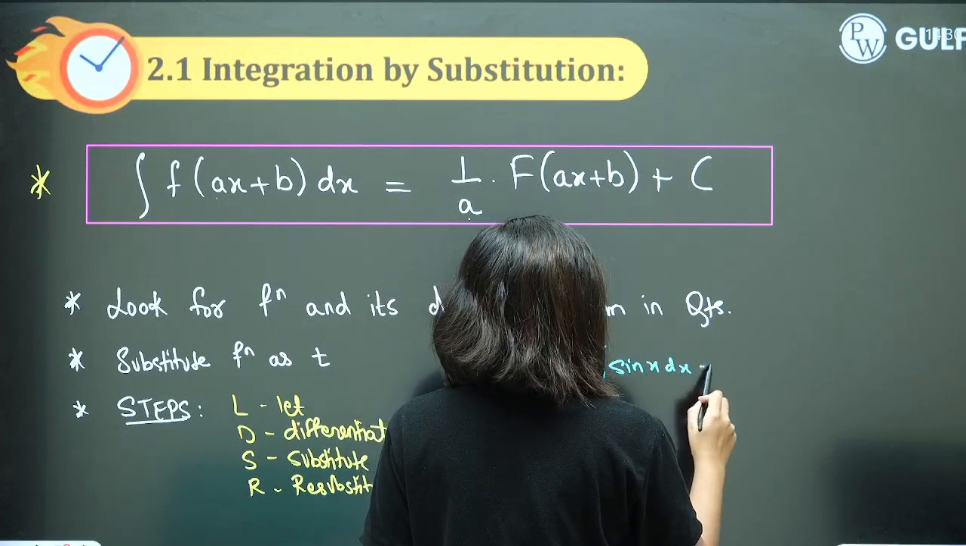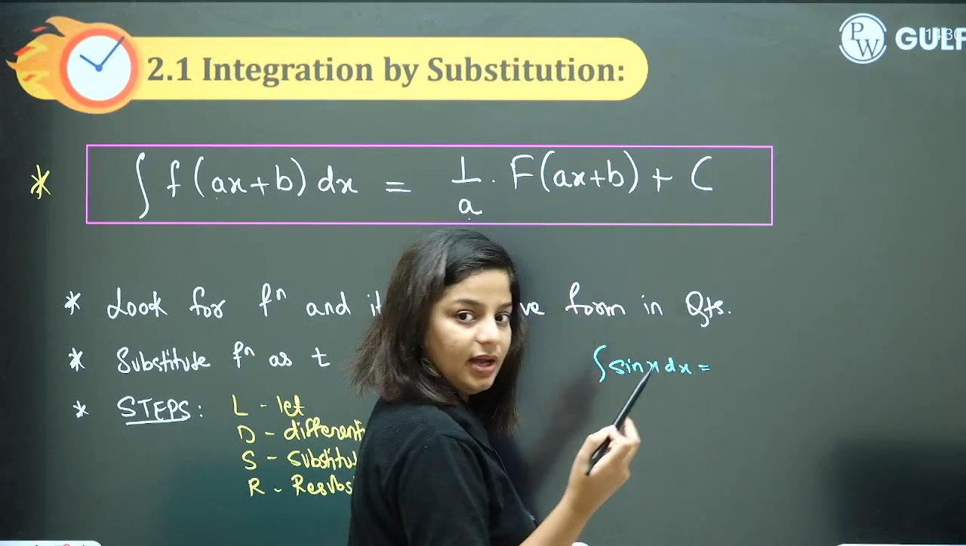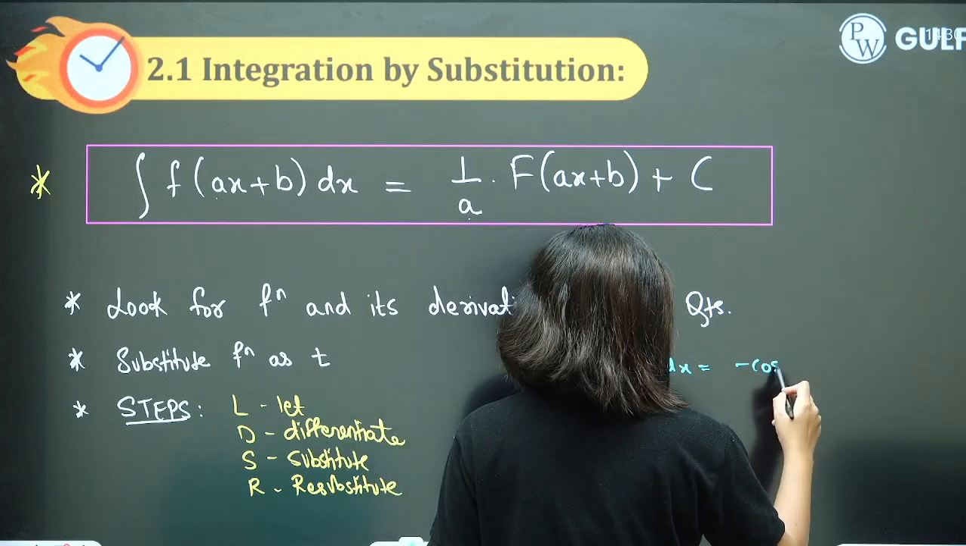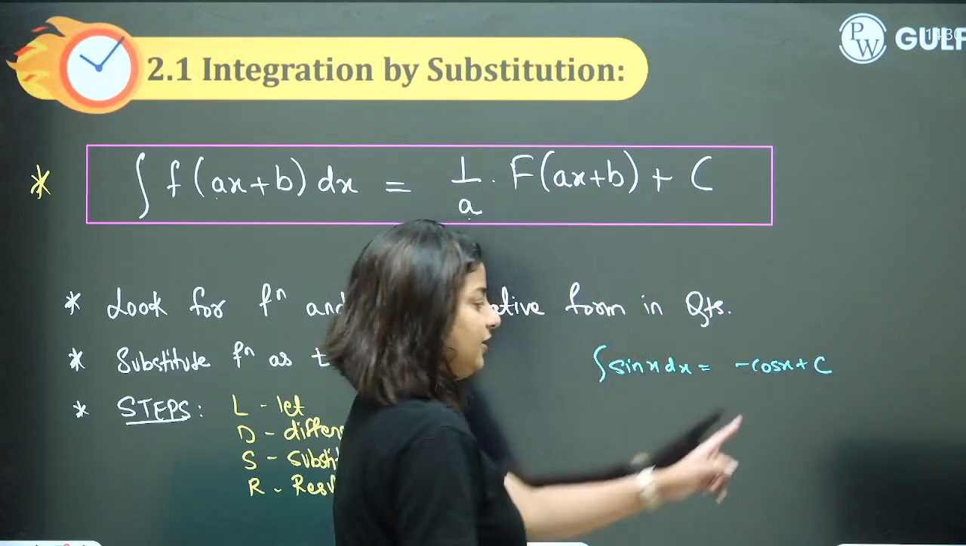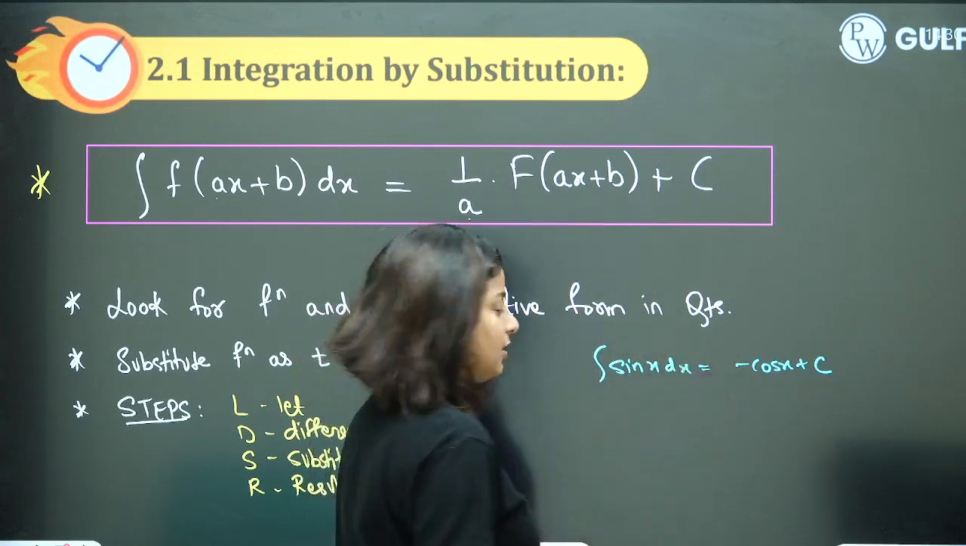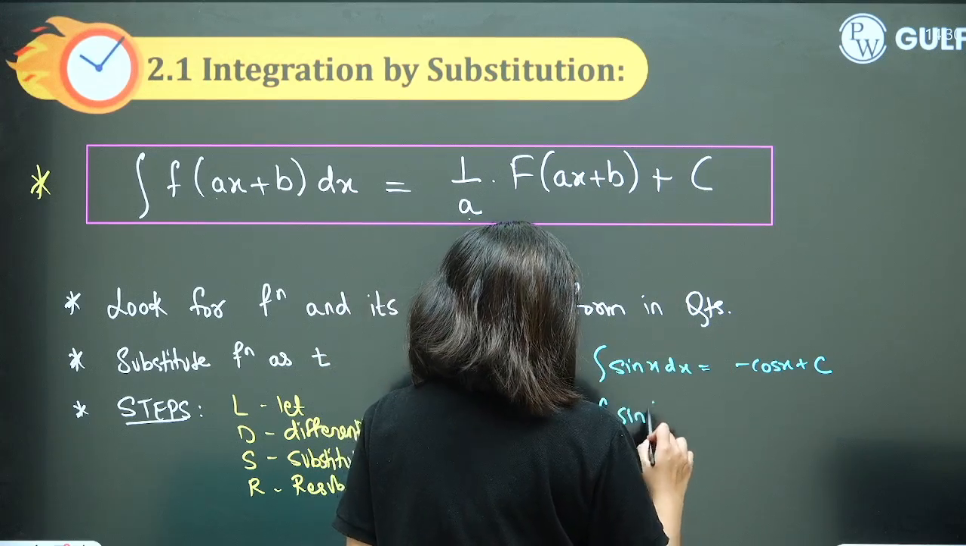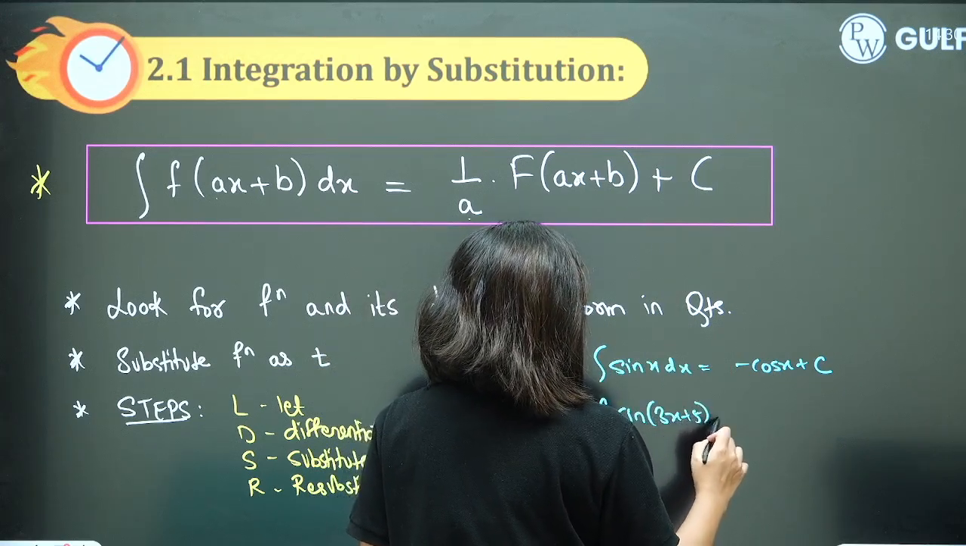Integral of sin x will be minus cos x, because the derivative of cos x is minus sin x. So the integral of sin 3x plus 5 will be what?